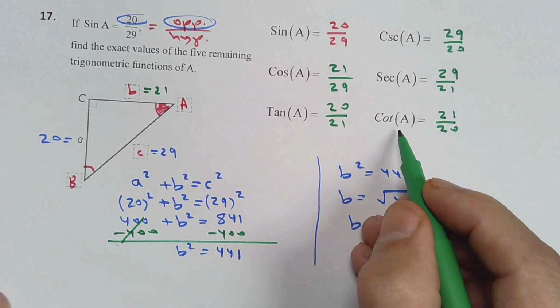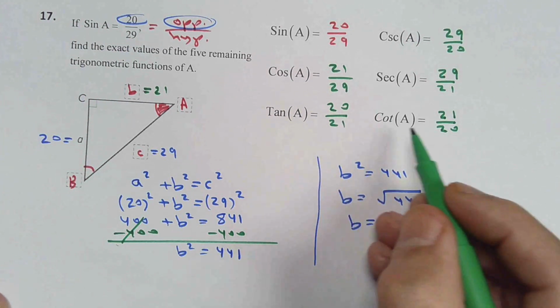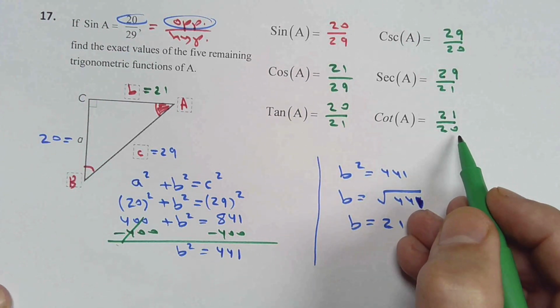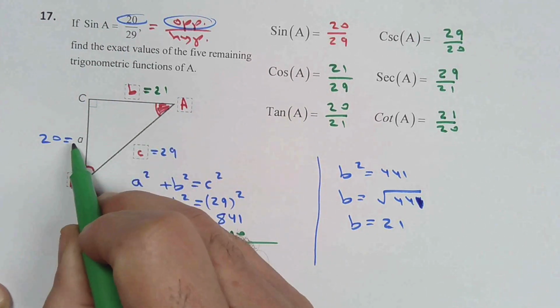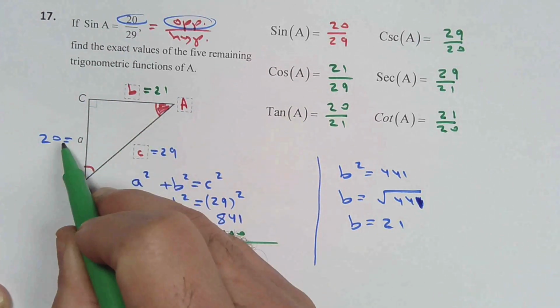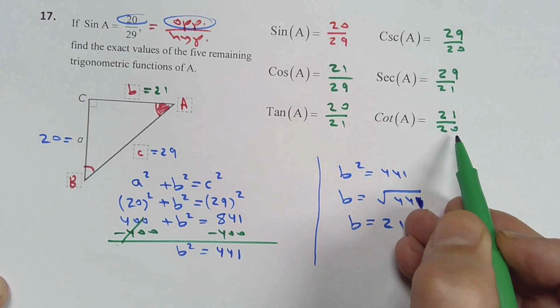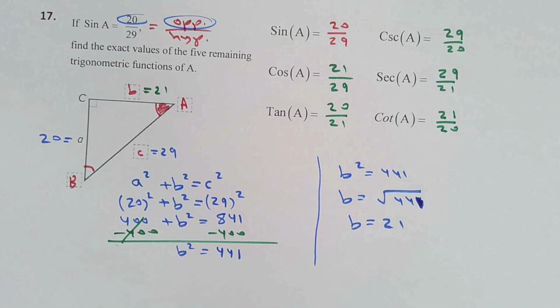Meaning cotan is not the opposite over the adjacent, it's the adjacent over the opposite. That's your adjacent, standing right here. And that's your opposite, adjacent over opposite, 21 over 20. And that should do it. 17 problems.